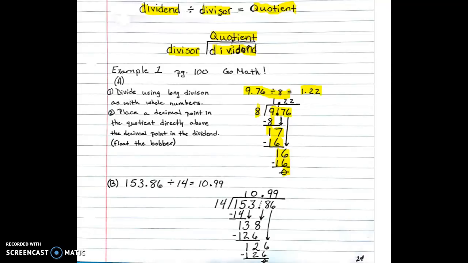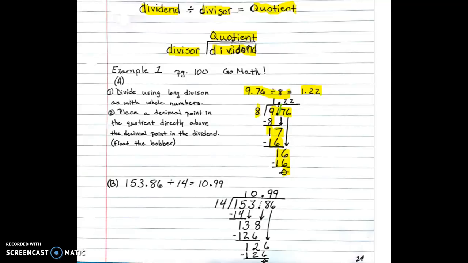So we place the decimal point in the quotient directly above the decimal point in the dividend. And so if we take a look right here, our decimal point is in between the 9 and the 7. And we just float it right up so that it's in between the 1 and the 2. Okay, let's look at example B.